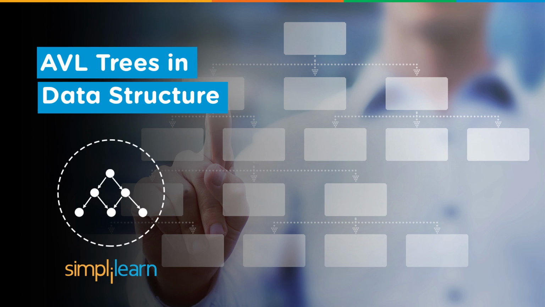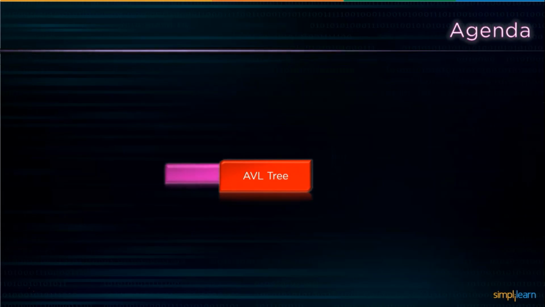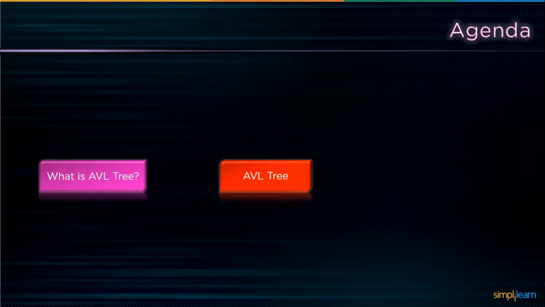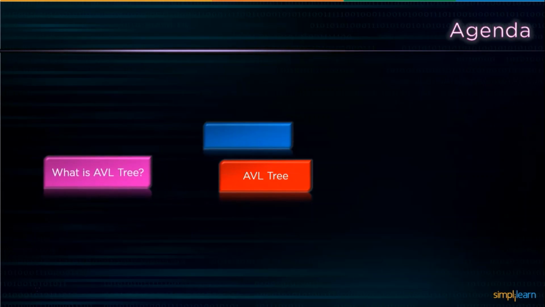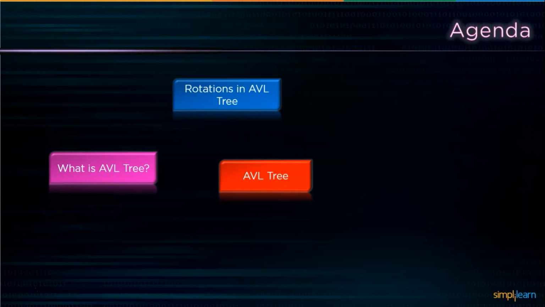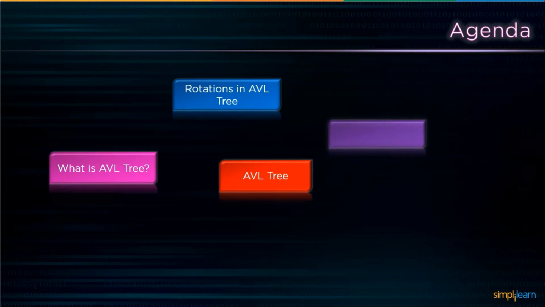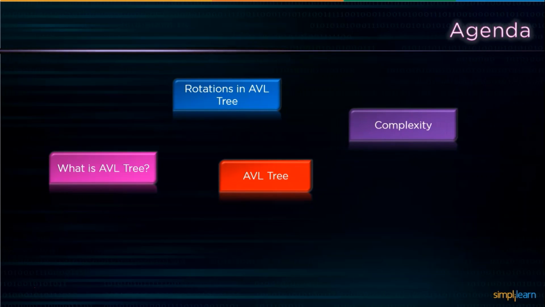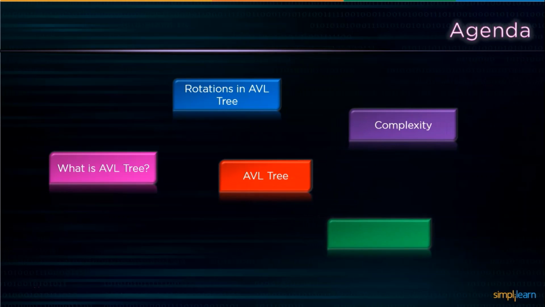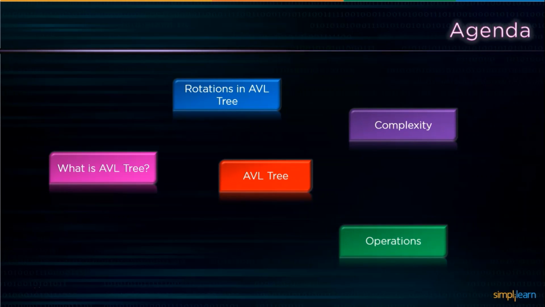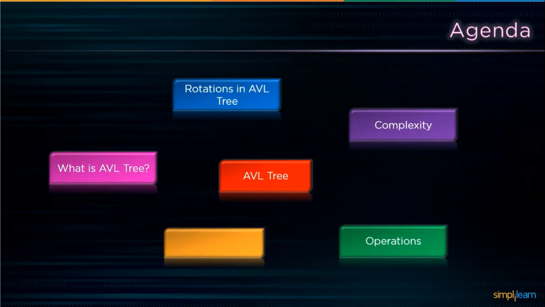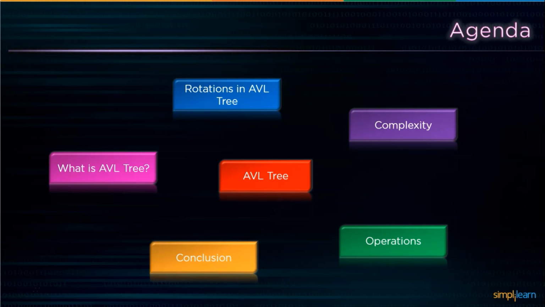In this session, we will talk about AVL trees. We shall begin our session by what is an AVL tree. Then we will discuss various rotations we can perform to balance AVL trees. Then we will discuss the complexity of AVL trees. After that, we will try various operations on them like insertion, deletion. Finally, we will sum up what we have learned from this session.